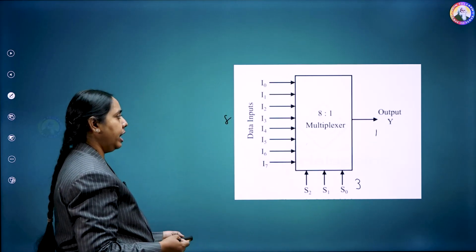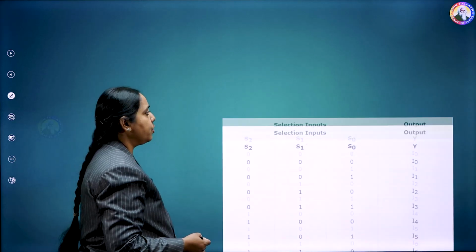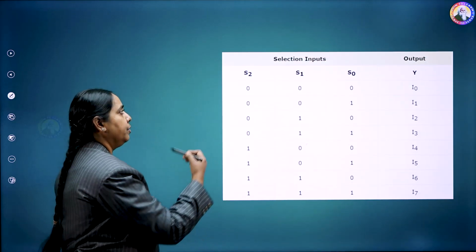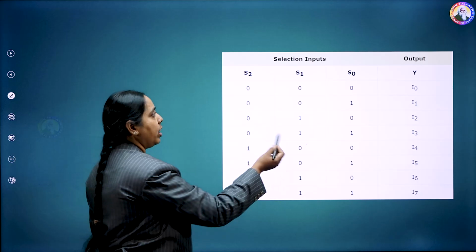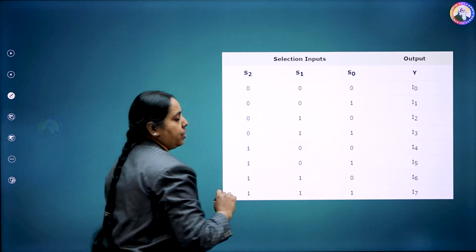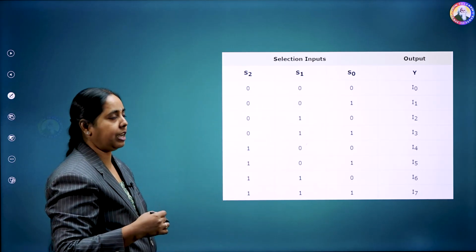So for this 8:1 multiplexer, this is the truth table representation with 3 select lines and 1 output. With the 3 select inputs, we will be having 8 combinations.